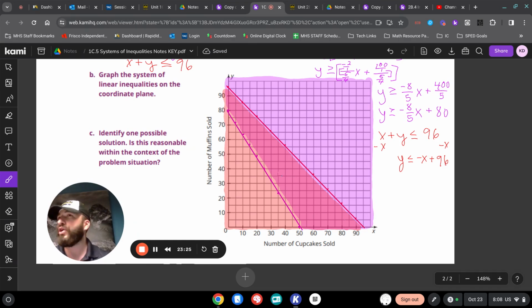Now, if I was a baker, you're usually baking in dozens, so you might want to pick something that makes a little bit more sense. So maybe something like 48 and 48, which would fall right here on that line. In fact, in terms of that 96, but remember it's less than or equal to 96. And it should still make us that $100 definitely, because we're maximizing those number of muffins and cupcakes.